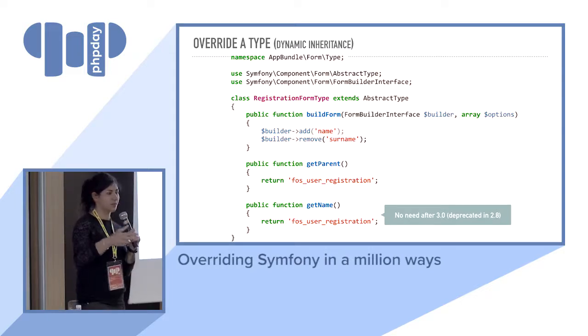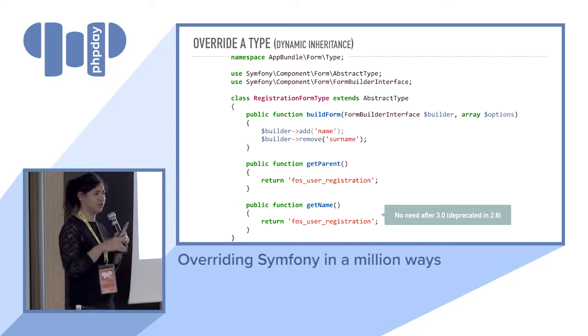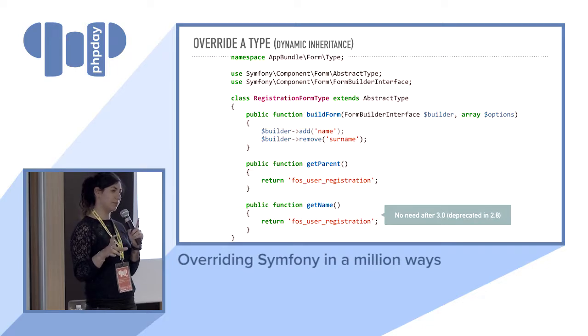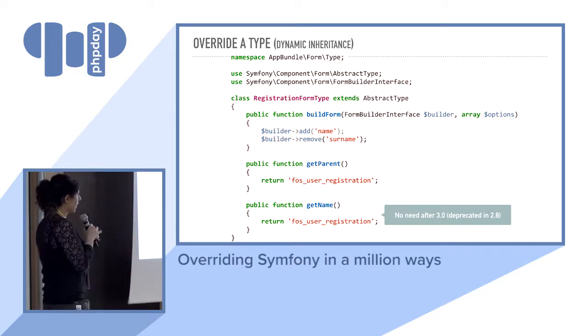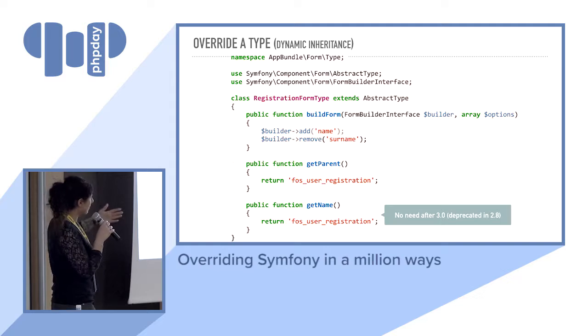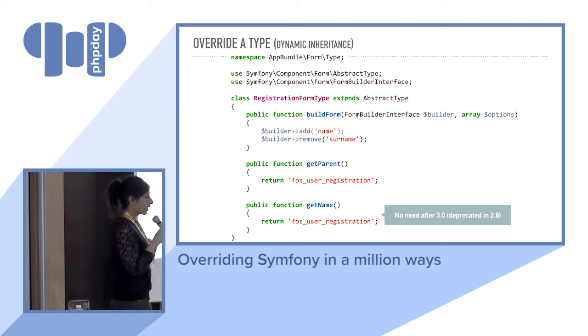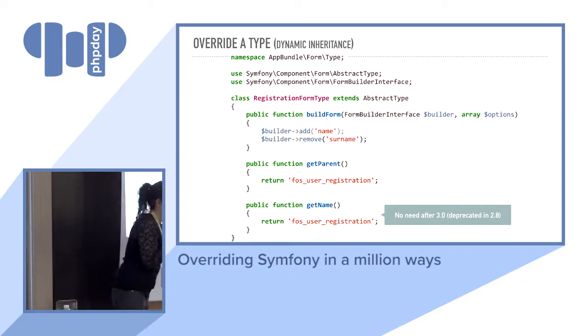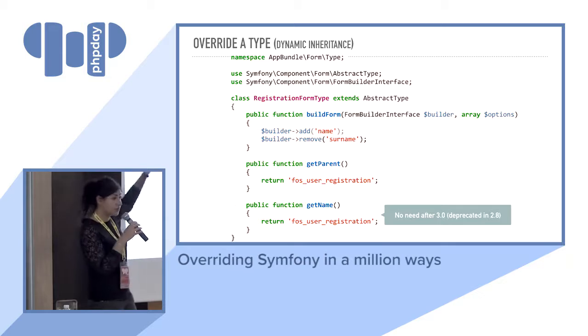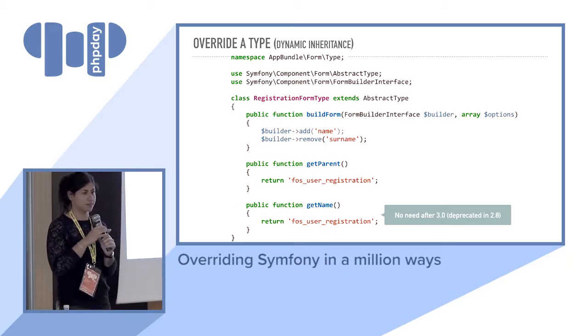Because before, with the types, you could use directly a string to say, OK, I'm going to use the integer type. Now you have to use the fully qualified name. So to override a type, you just have to implement the method getParent here. If you are after 3.0, this method doesn't exist anymore. So you just have to implement getParent and change all the things you need in the buildForm method or other methods. You have buildView and so on.